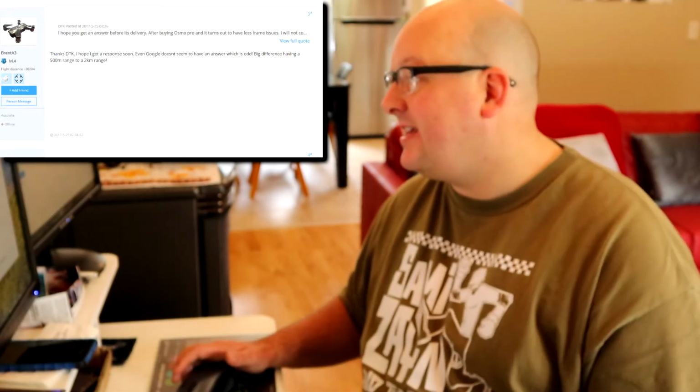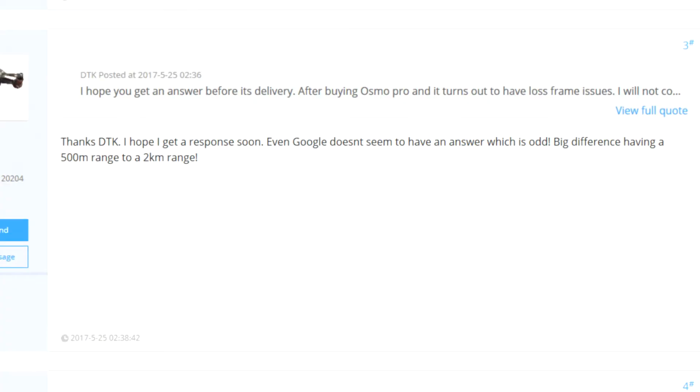What are these things? The specs are all on the DJI website there, but you have to wonder, what does it mean? I don't understand. And I'm not the only one who didn't understand. Have a look at this. Thanks, DTK, I hope I get a response soon. Even Google doesn't seem to have an answer, which is odd. Big difference having a 500 meter range to a 2 kilometer range.